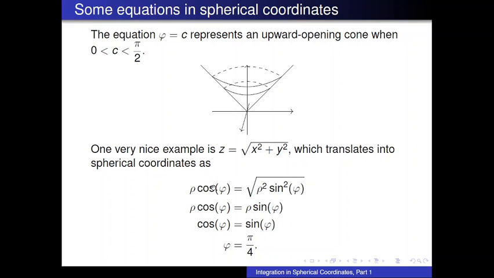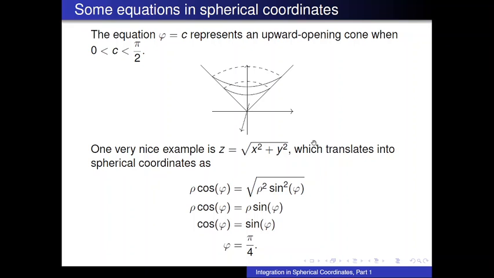So we'll have rho cosine phi equals the square root of the square of rho sine phi. So that can just simplify to rho cosine phi equals rho sine phi. And then we can cancel our rhos if we are assuming rho is bigger than 0. Then we'll get cosine phi equals sine phi. But what angle between 0 and pi over 2 has cosine equal to sine? Well, that's the angle pi over 4. So we're left here with the constant equation now. This cone is represented in spherical coordinates by the constant equation phi equals pi over 4.